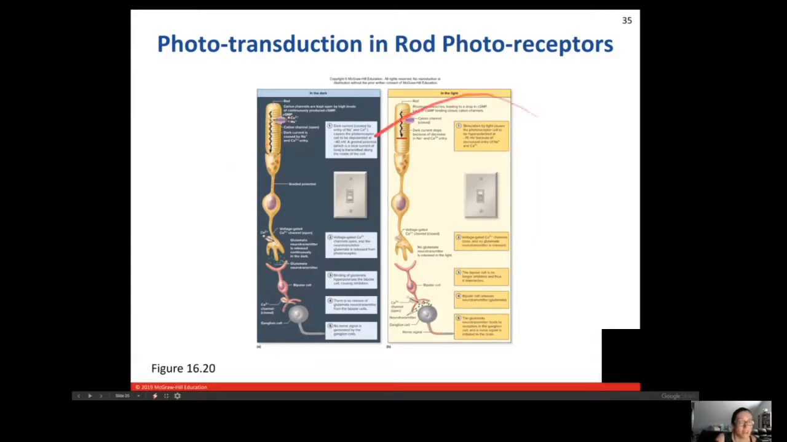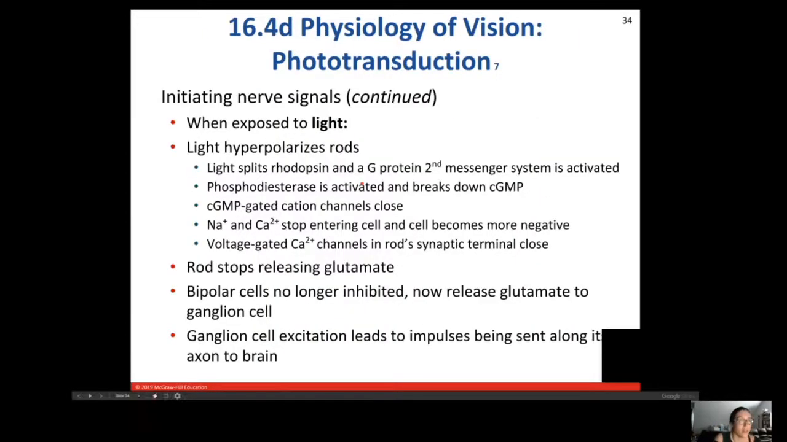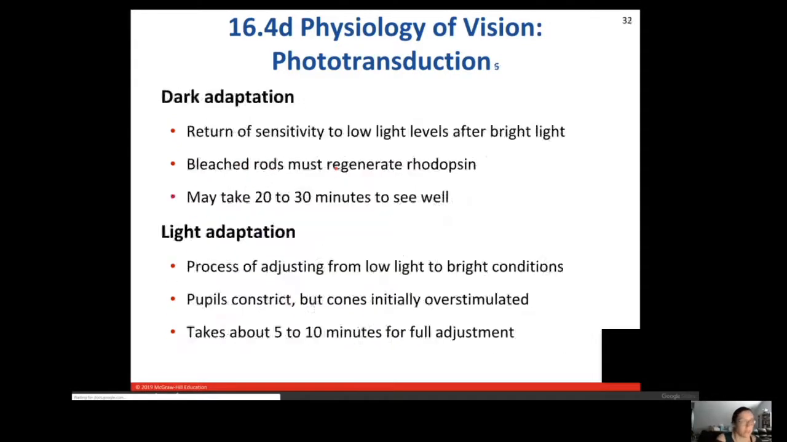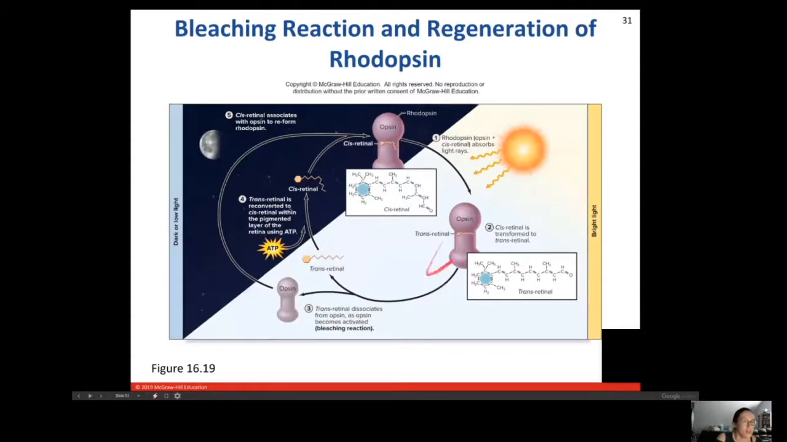Now what happens in the light is kind of weird. It's the opposite. So in the light, the light is going to cause hyperpolarization of the rods. And how does this work? Light splits the rhodopsin. When the light splits this rhodopsin into transretinol and this opsin here, we said that's going to be called the bleaching reaction.